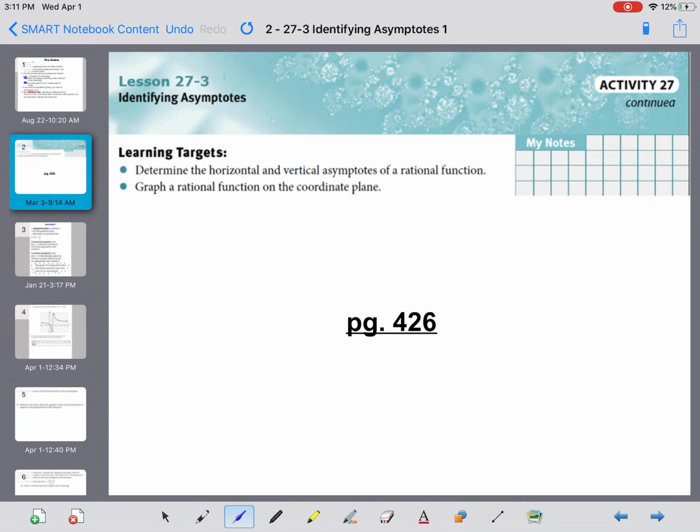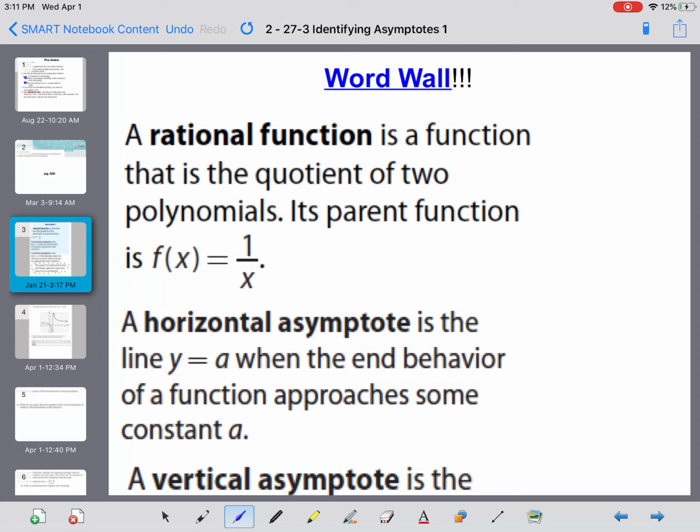Okay. So today we're going to look at some stuff on page 426. We have 2 videos I'm going to post. This is the first one. Go to your book, page 426. And I've got some things here for the word wall. Now, if you're still keeping your word wall, feel free to add these on. But a rational function, we added this on the word wall already, but we're just reviewing this one, is in this form, right? A quotient of 2 polynomials.